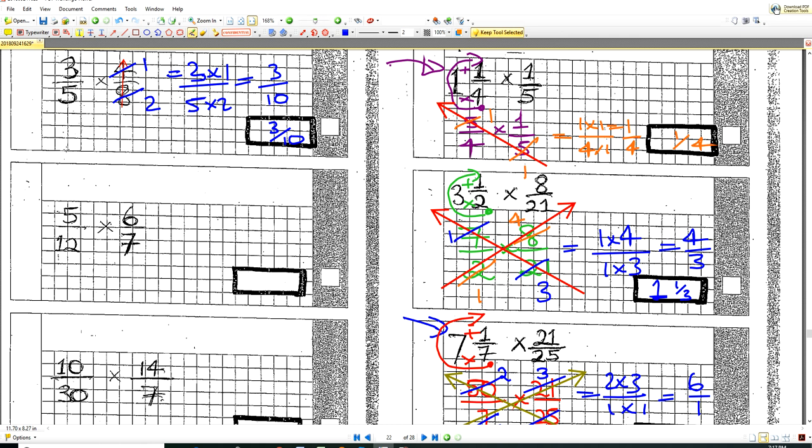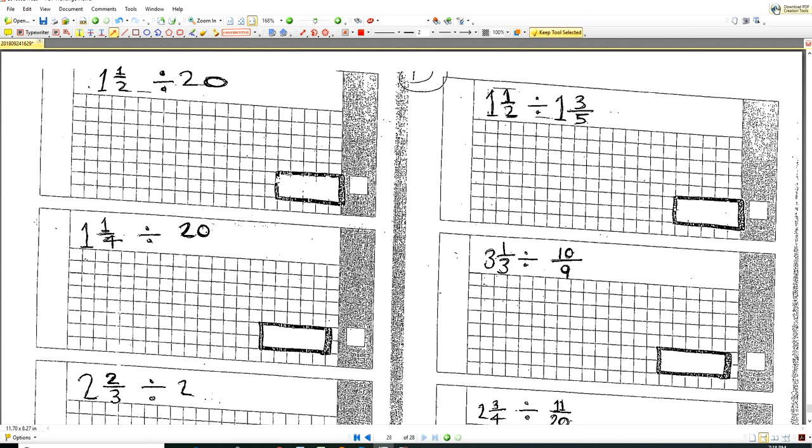That gives us 3 over 10. And the next question, we have 5 twelfths times by 6 sevenths. So we try to cancel diagonally. This diagonal is very good. This diagonal is no good because it can't cancel. So we delete it. We can't cancel this vertically because there's nothing there to cancel either.